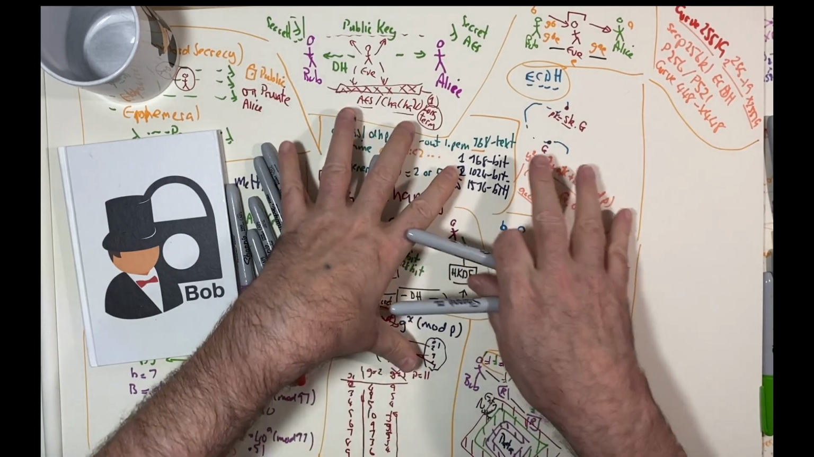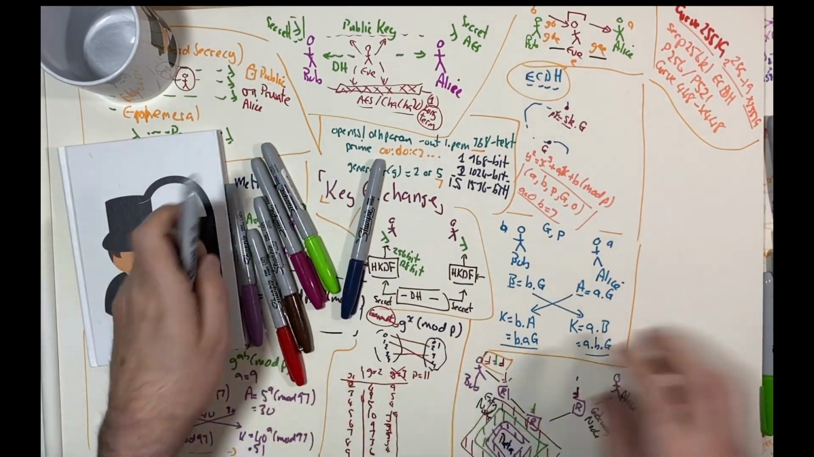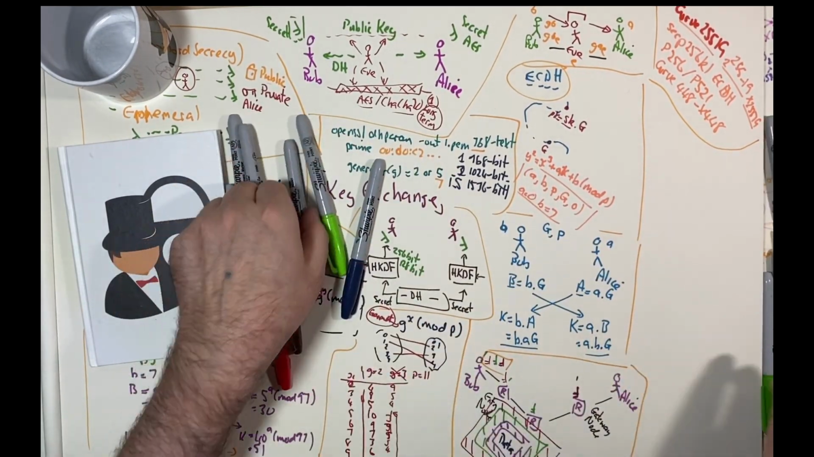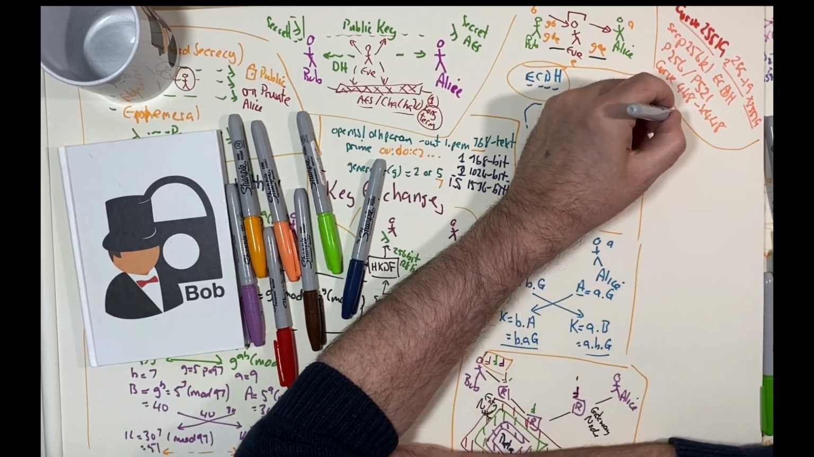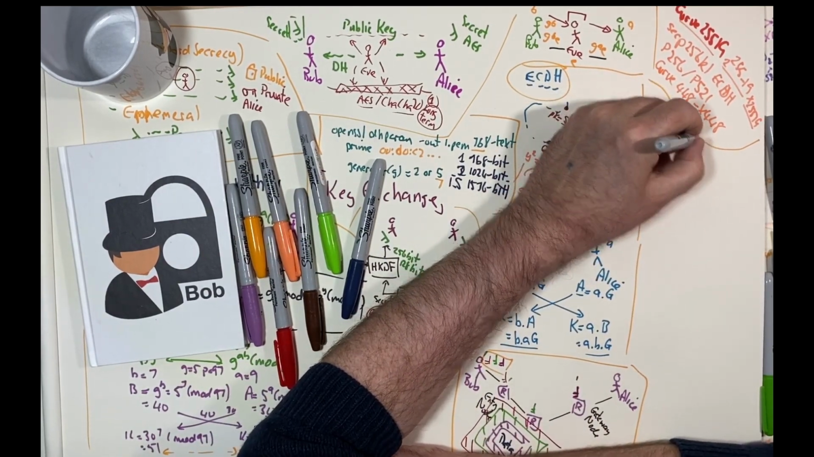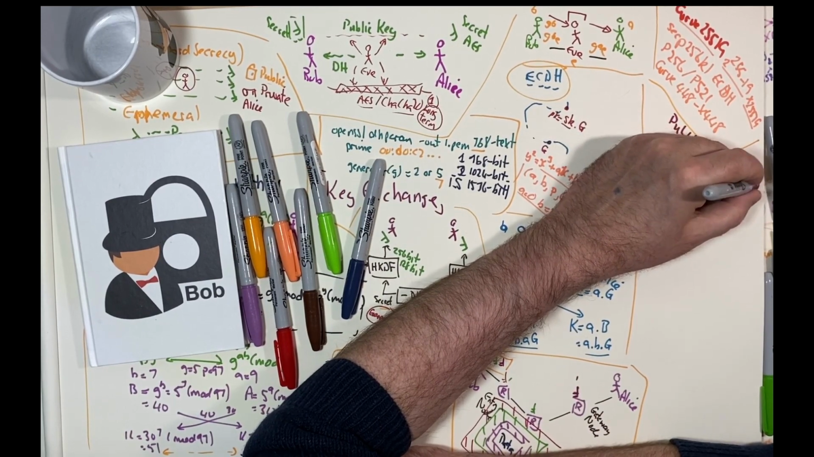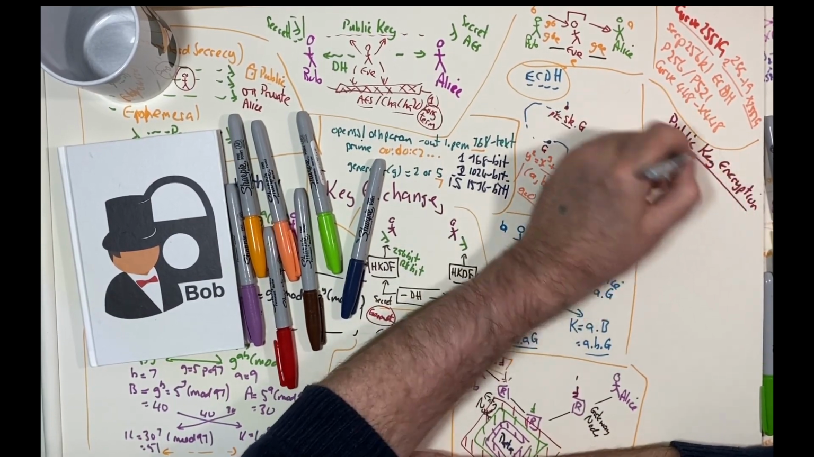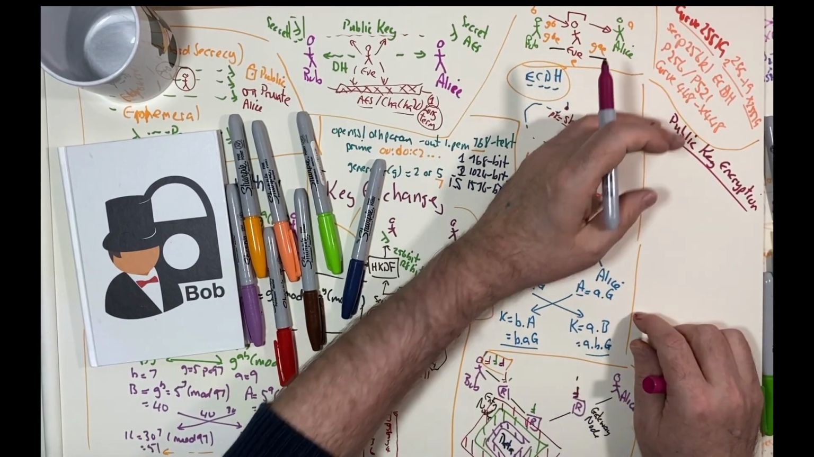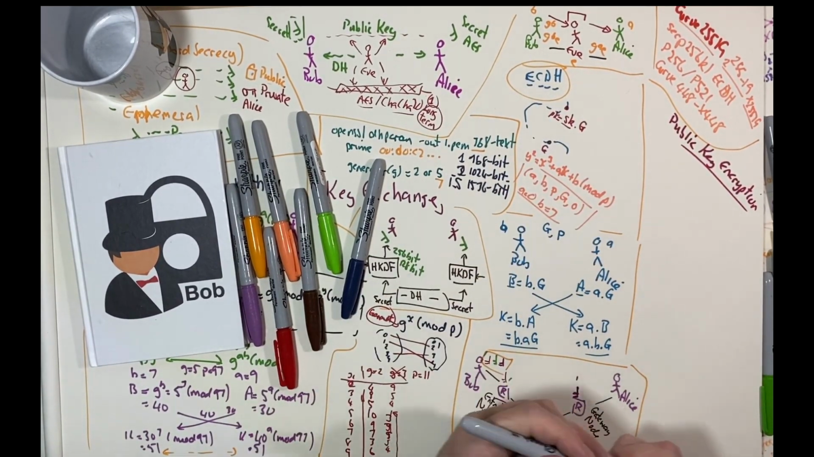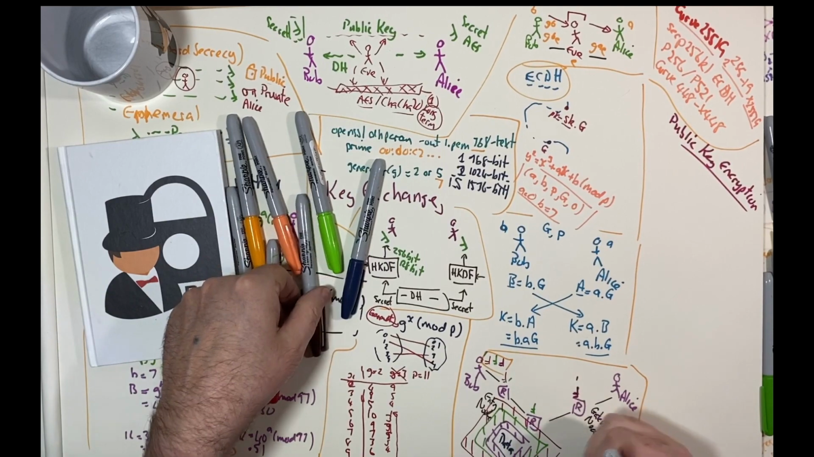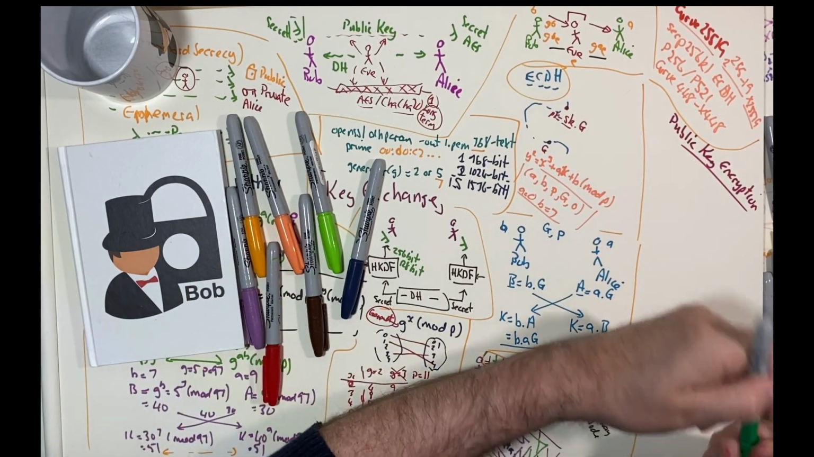Okay, so this is the key exchange method. Another way of exchanging the keys is using public key encryption. And in this method, we encapsulate the key. Okay, so let's bring back Bob and Alice here.